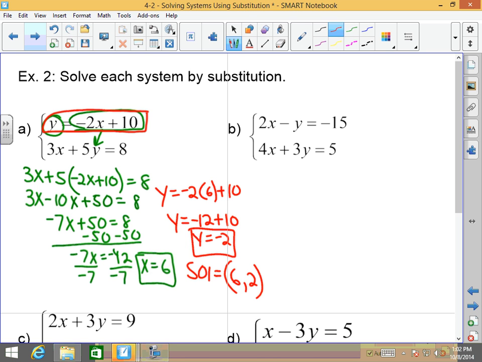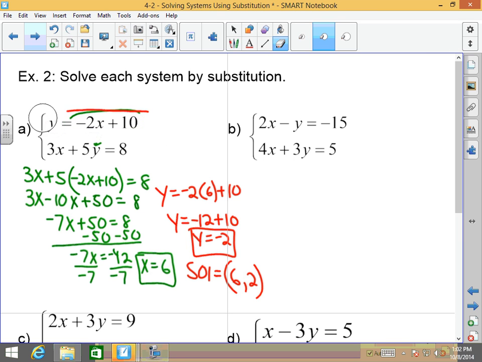Let's plug it in and see if this works. Well, if y is 2, we got 2 equals negative 12. I'm sorry, that's not negative. Did I do something wrong here? y is negative 2. Pay attention, Mr. Morrow. So let me do that again. See, even I can make mistakes, brothers.